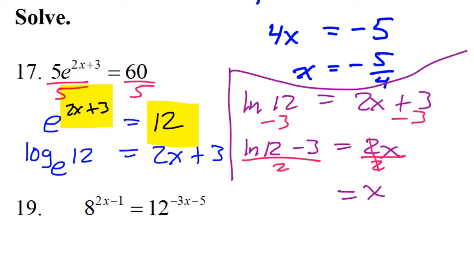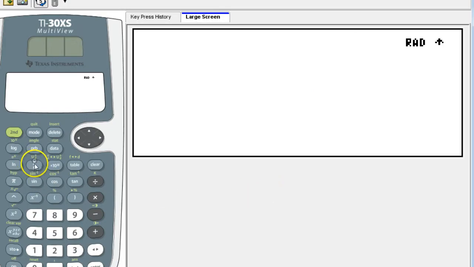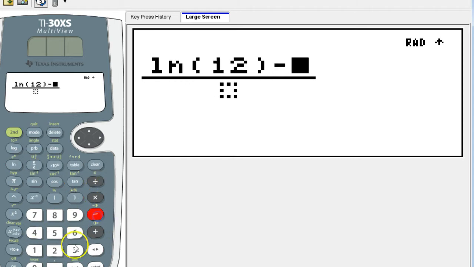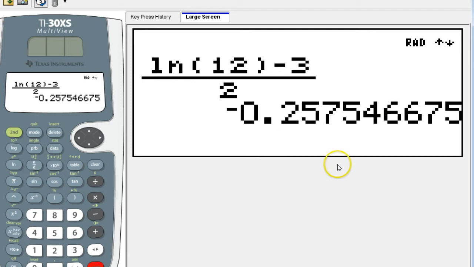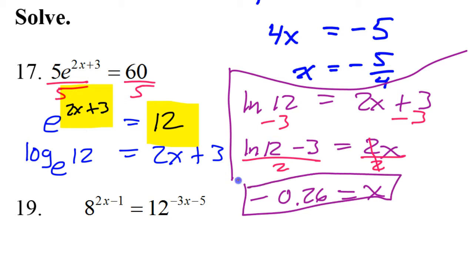Help me remember the problem. So I'll go right into fraction mode. Natural log 12, I'm definitely going to close that parenthesis, minus 3 over 2. Okay, so this is what we have. I'll do 2 decimal places. So negative 0.26. Okay, so that's how you do number 17. Any questions right there?